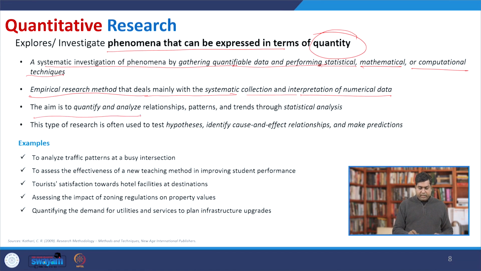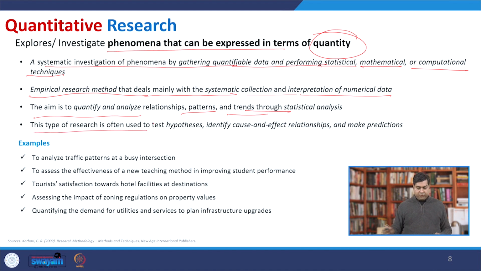The aim is to quantify and analyze relationship, pattern, and trend. So it may be something when you go for a correlation type of research, that you want to understand the association of two variables, or impact of temperature on rainfall, or impact of rainfall on the urban flash flood. So all such kind of cases, you go for establishing the correlation and other things, or it may be the trend analysis that you can do.